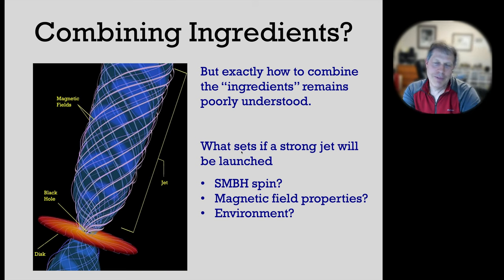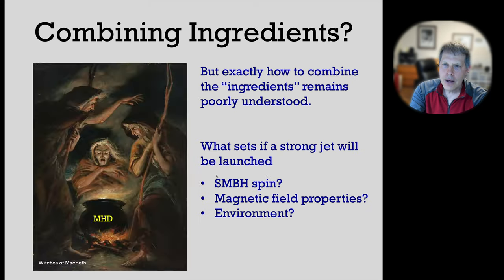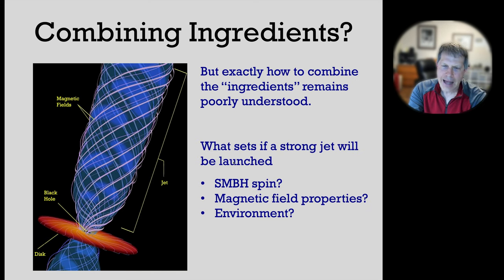Okay, so then the natural questions occur. What sets whether a strong jet will be launched? You have these ingredients, but which things actually matter? Is it the supermassive black hole spin? Is that alone the only thing that is required? Do you have to have a magnetic field of sufficient strength, or with an appropriate geometry or topology that allows the jet to be formed? Or do you need an environment that is conducive to the formation of a jet? Those are the types of factors one has to consider.